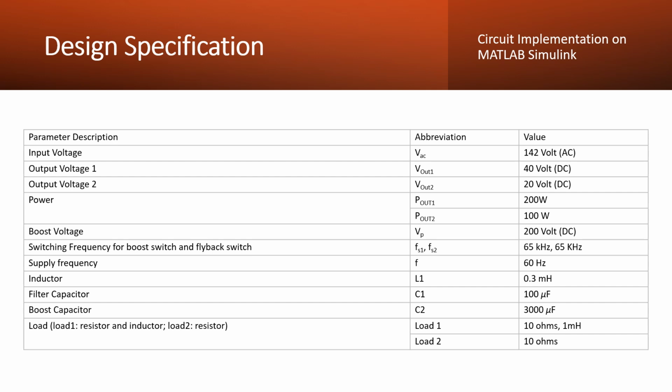Along with that, we are using an inductor with a value of 0.3 millihenry, and we are using a filter capacitor and a boost capacitor. And for that circuit, to have power factor correction, we are using an inductive load on one end of the flyback converter and a resistive load on the other end of the flyback converter.